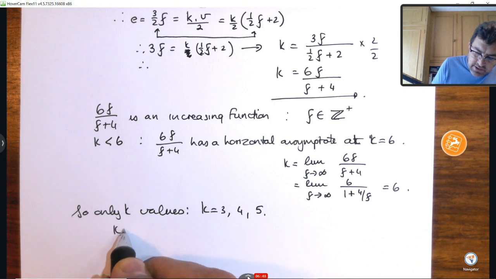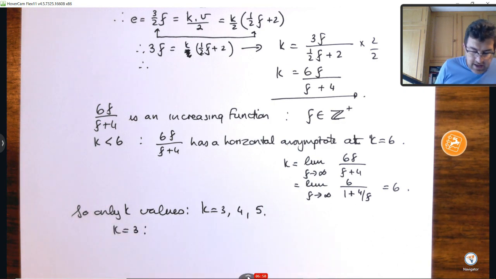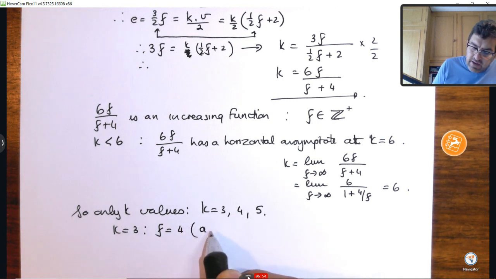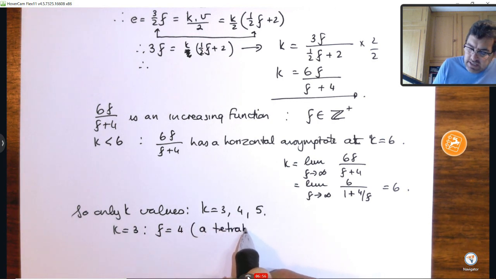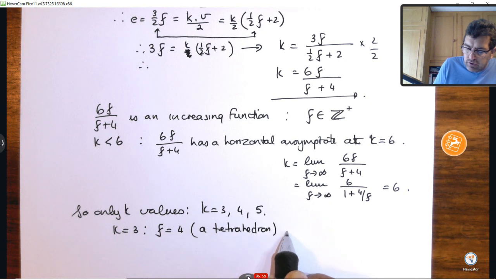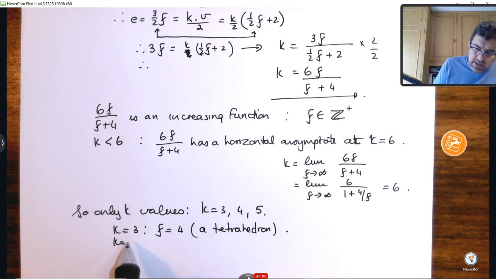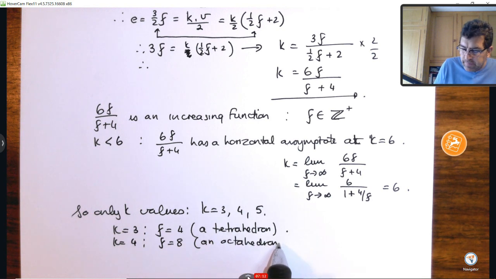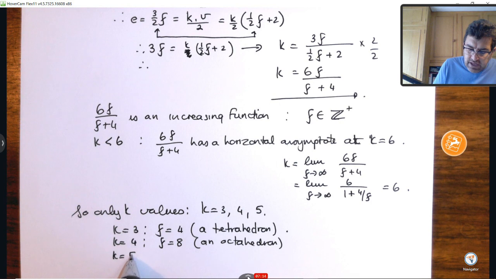So if k is 3, what do we have? Well, if k is 3, it means that f is 4. So we have a tetrahedron. Now we will look at them just now. If k is 4, that means that f has to be 8. The number of faces is 8, which is an octahedron. Okay, and then the final one, if k is 5, we have 20 faces.